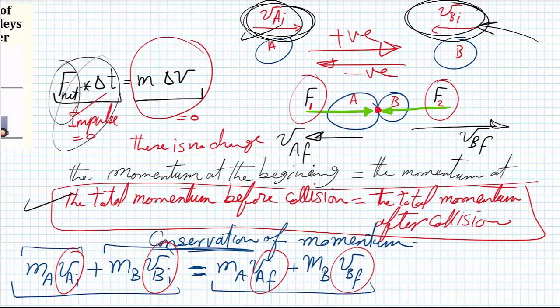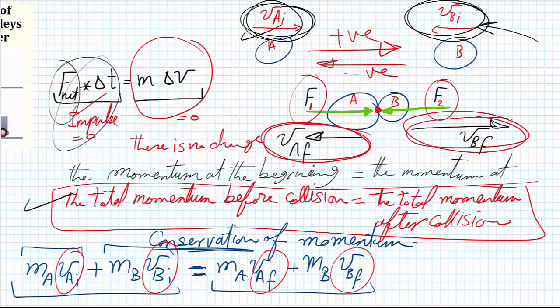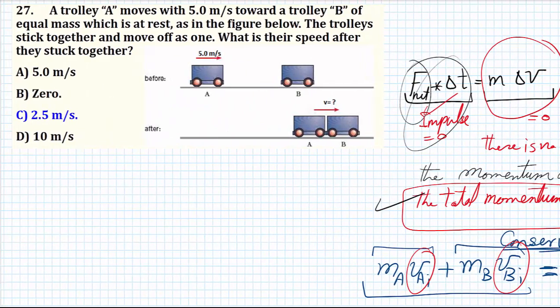Also, for the velocities after collision, this one will be negative, while this one will be positive. So you just look at the problem and see the directions of the velocities, and you can substitute in this equation with the right sign. So let's go back to our problem and see how to solve it.